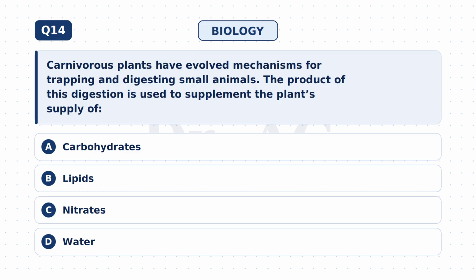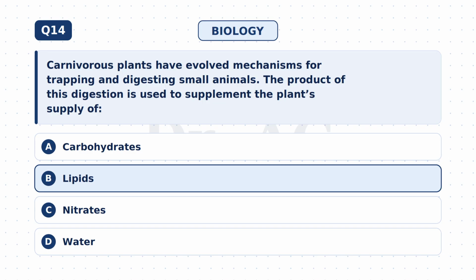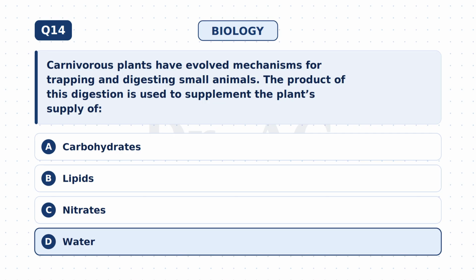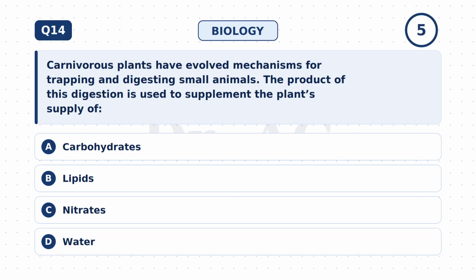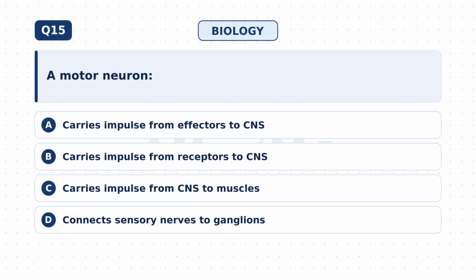Question 14. Carnivorous plants have evolved mechanisms for trapping and digesting small animals. The product of this digestion is used to supplement the plant's supply of. Option A. Carbohydrates. Option B. Lipids. Option C. Nitrates. Option D. Water. The correct answer is C. Nitrates.